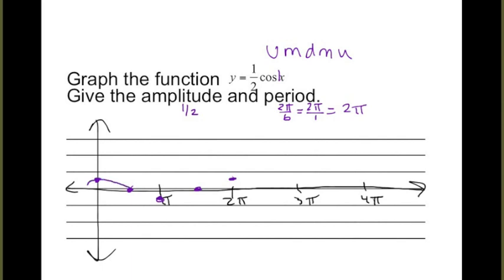So this graph is very short in height. It has kind of an average period length. 2 pi is kind of our normal average period length, but it has a very short height. And then we're going to do the same exact cycle one more time.